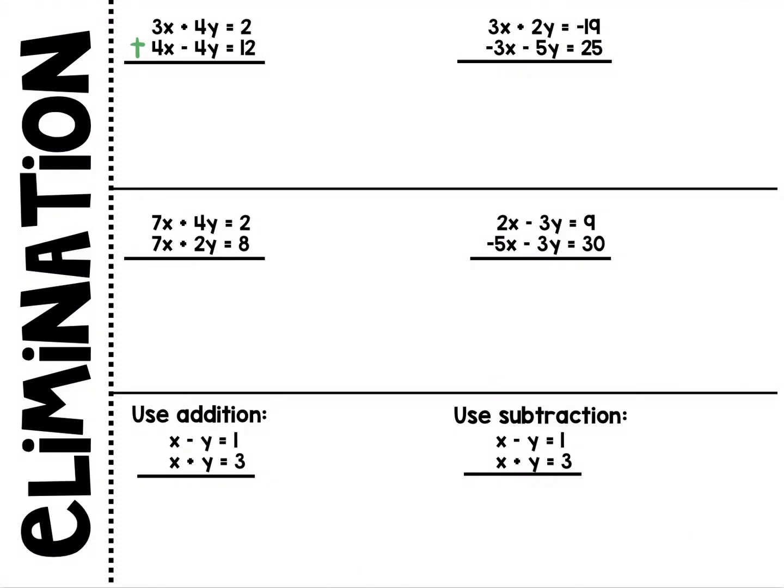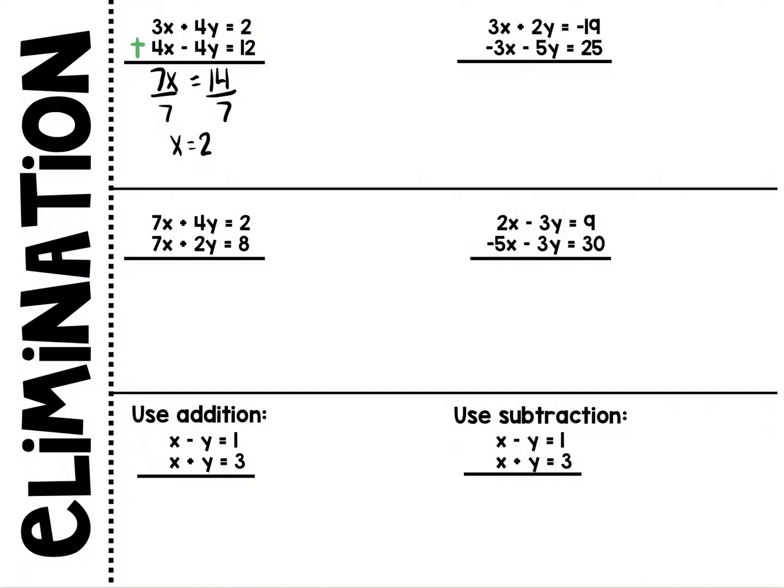So 3x plus 4x is 7x. 4y plus negative 4y cancels out, it's 0. Equals 2 plus 12 is 14. Then to finish solving for x, we divide by 7, and so x equals 2.